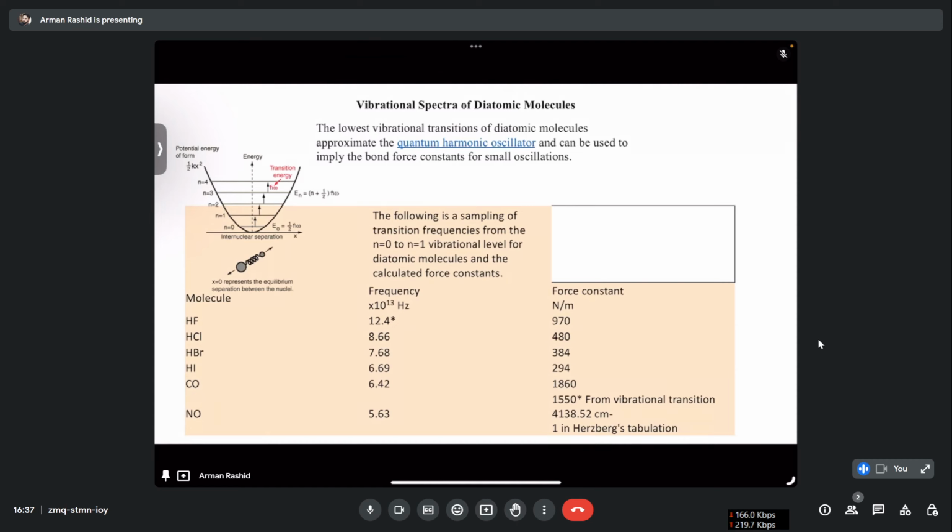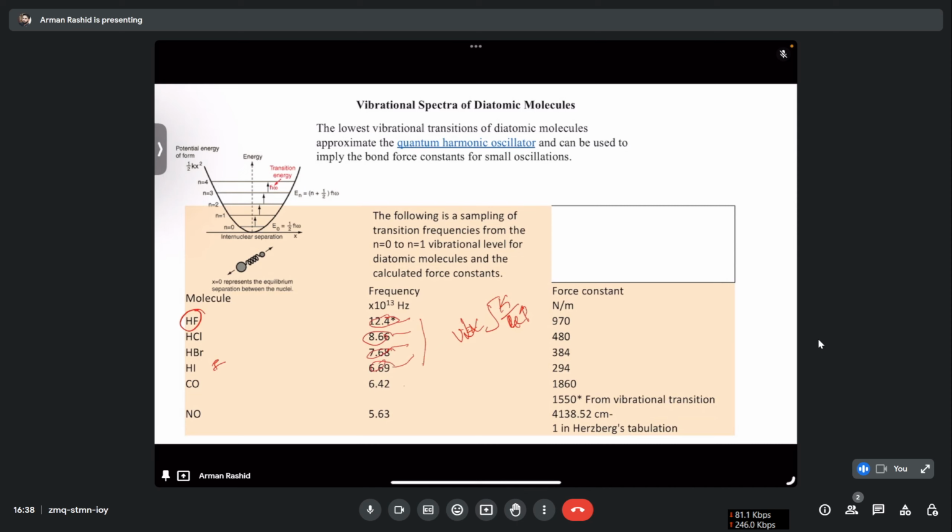Here I am showing you the fundamental frequency for a number of diatomic molecules. You can see HF, HCl, HBr, and as we go on increasing the mass, as I told you, the fundamental frequency is proportional to the square root of k by mu. As we go on increasing mu, the reduced mass, the fundamental frequency should decrease. That is actually happening here. HF is lighter, so the fundamental frequency is high, then lower, then lower, then lower.